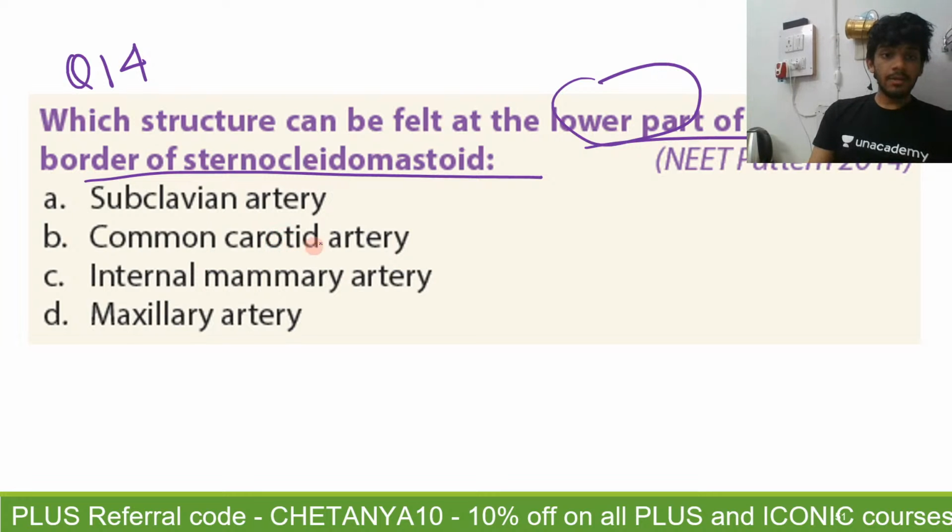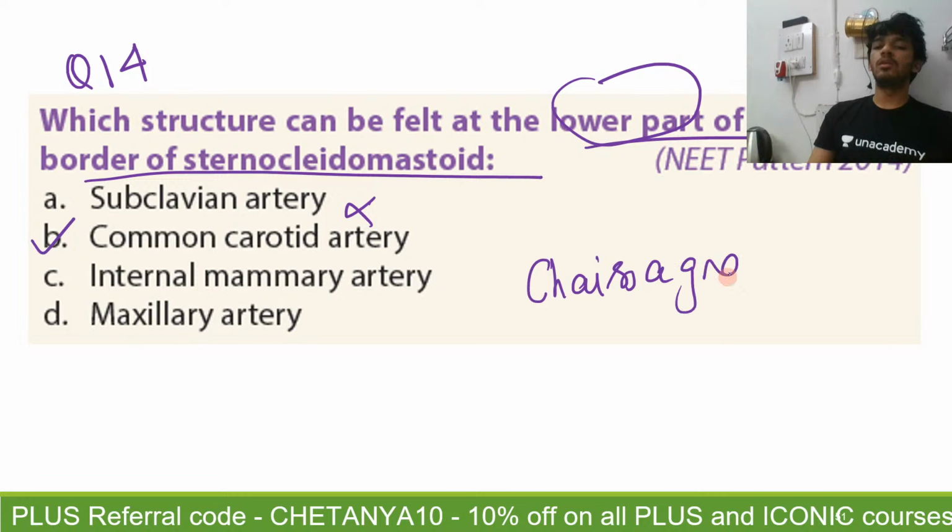Not the subclavian artery. Common carotid artery, absolutely. Common carotid artery is what will be palpated here at the medial border of the sternocleidomastoid. Now there is something that you might or might not know. Okay. So now do you know what is the Chassaignac tubercle? Chassaignac tubercle.